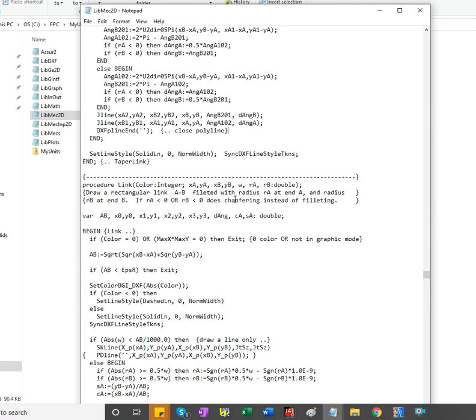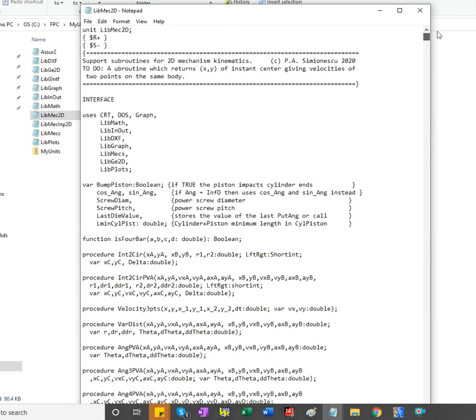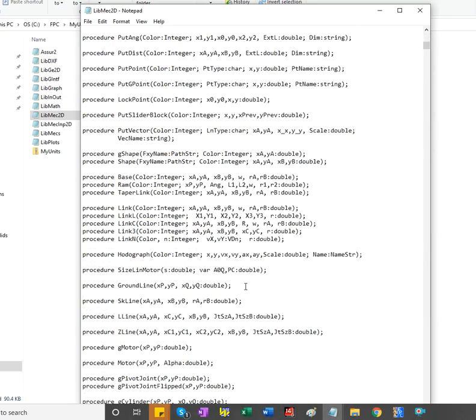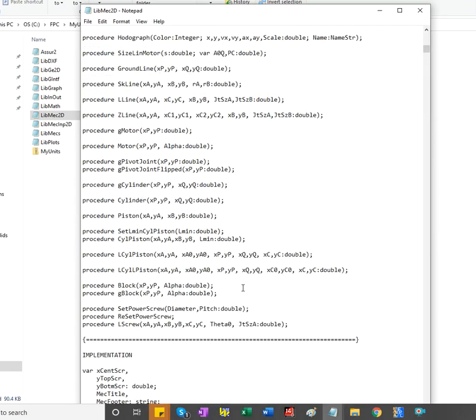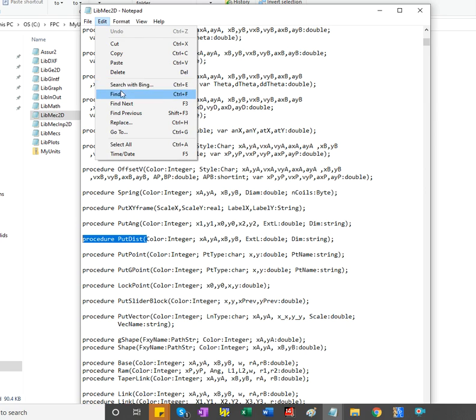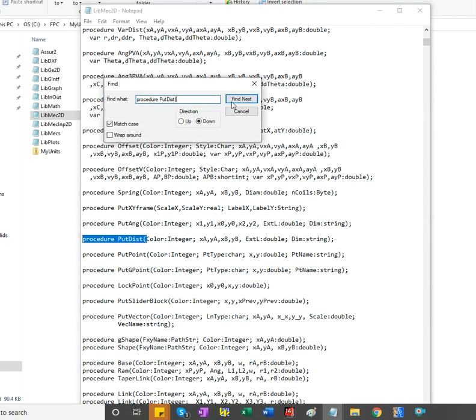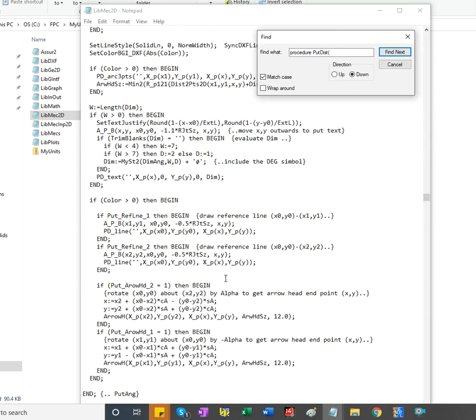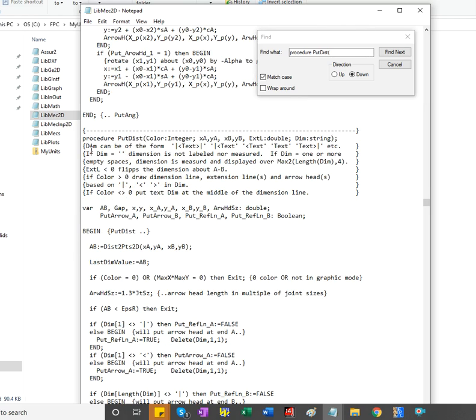And here you see some comments that explain what they do. Most of you are able to get to this point and read what link does. But what else you would like to learn about is what put angle does, what put distance does. So if we go to put distance, okay, put distance, what was it? Put distance, okay, and it explains.